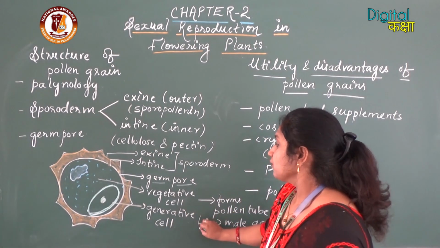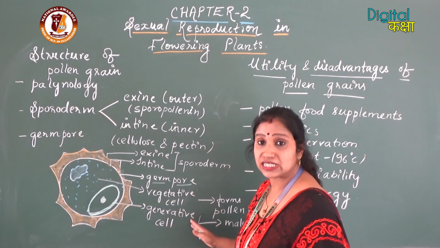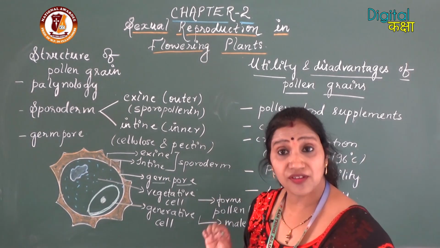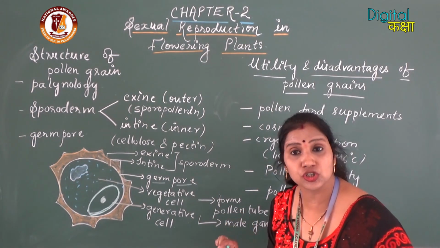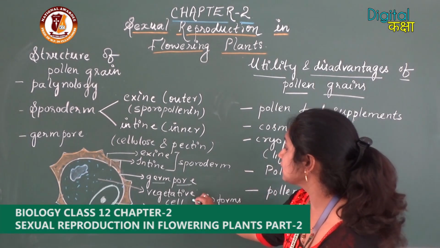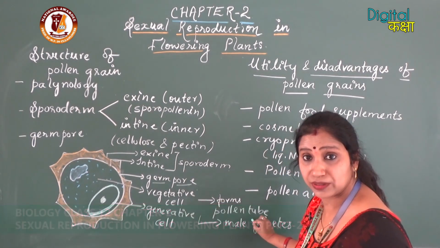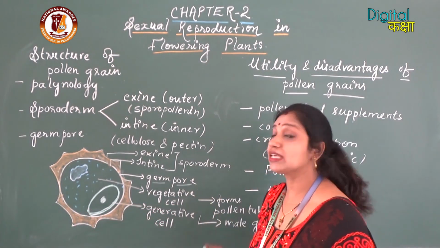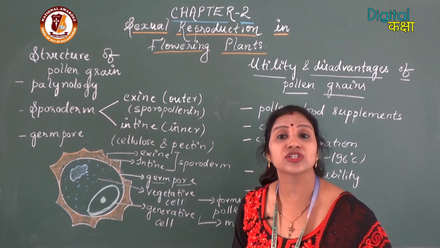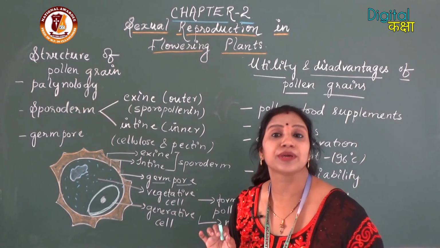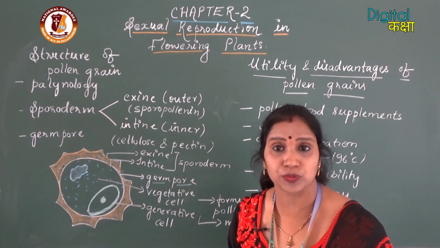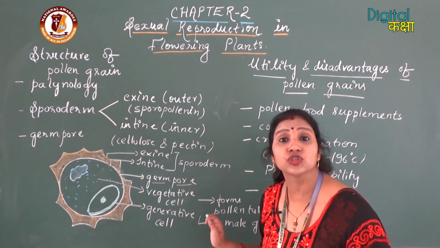Now here we will move to the functions of the vegetative cell and generative cell. The vegetative cell has the function of forming the pollen tube when the germination of pollen grains takes place. So that's why the vegetative cell is also called the tube cell. Why? Because it is involved in the formation of the pollen tube.